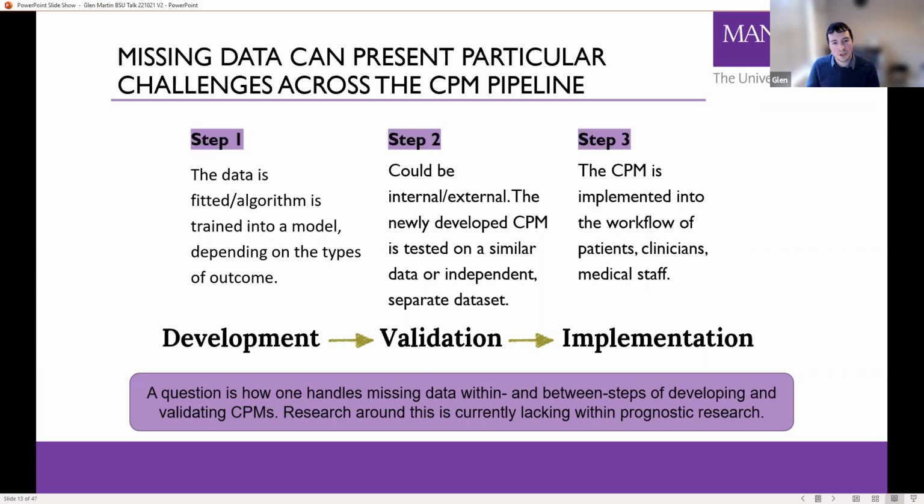Now, the question in the context of what I'm about to talk about is how we handle missing data at each stage of this process. And perhaps more importantly, how we handle missing data within each process, but also between the steps. Should there be consistency in how we handle that between these steps? And in the context of prognostic research or prognostic modeling, prediction modeling, this is an under-researched topic.